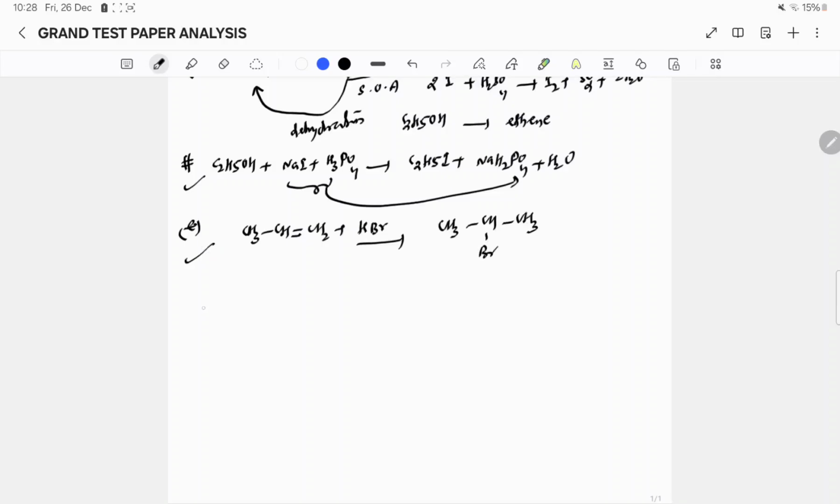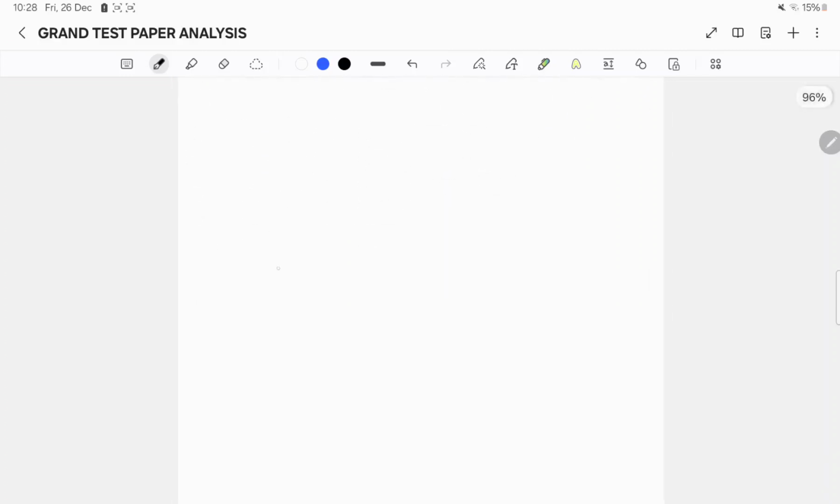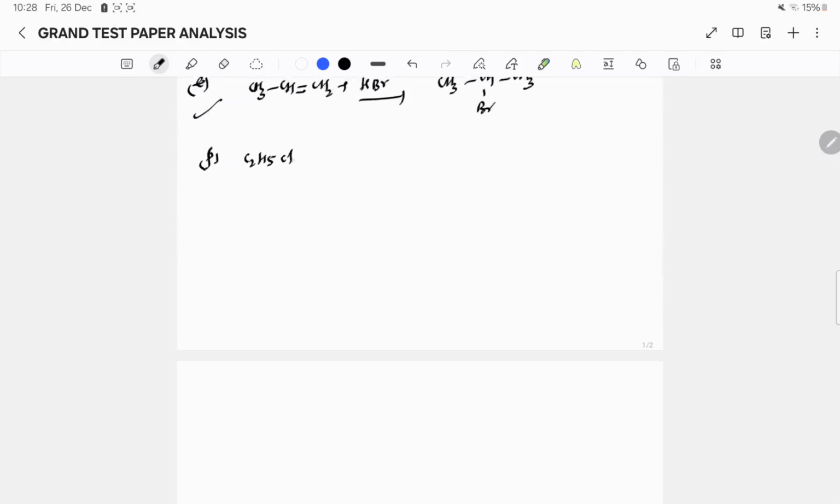Next we move to F. Here ethyl chloride is reacted with sodium iodide in the presence of acetone. This is also a halogen exchange reaction. This will give ethyl iodide as the possible product, so this reaction also produces alkyl halide. This reaction is named the Finkelstein reaction.